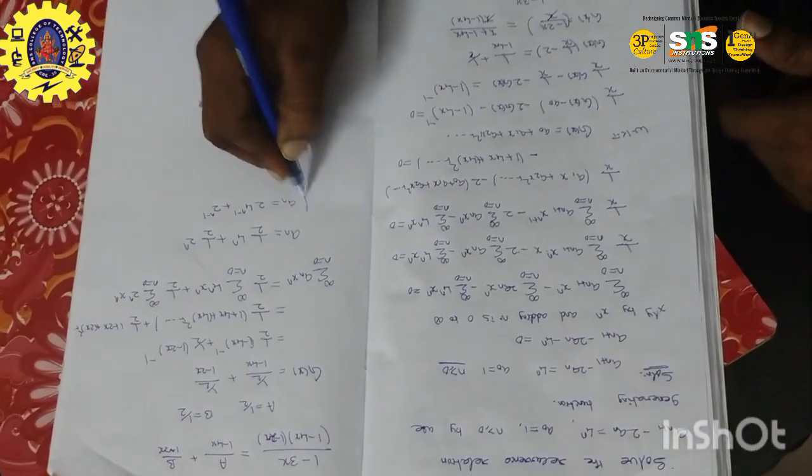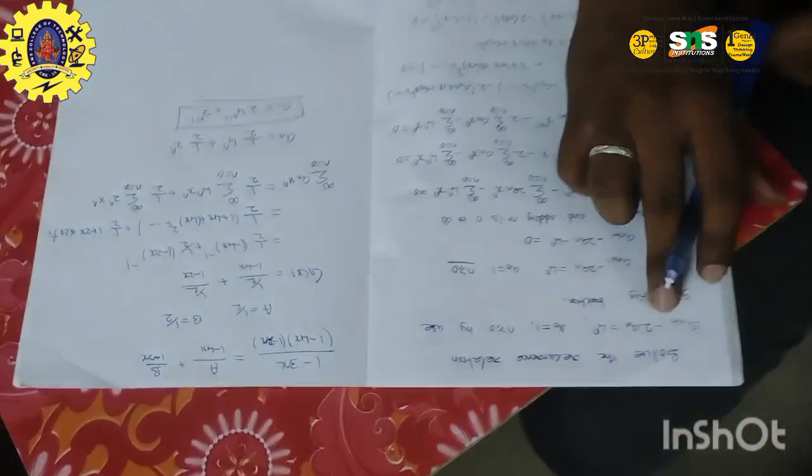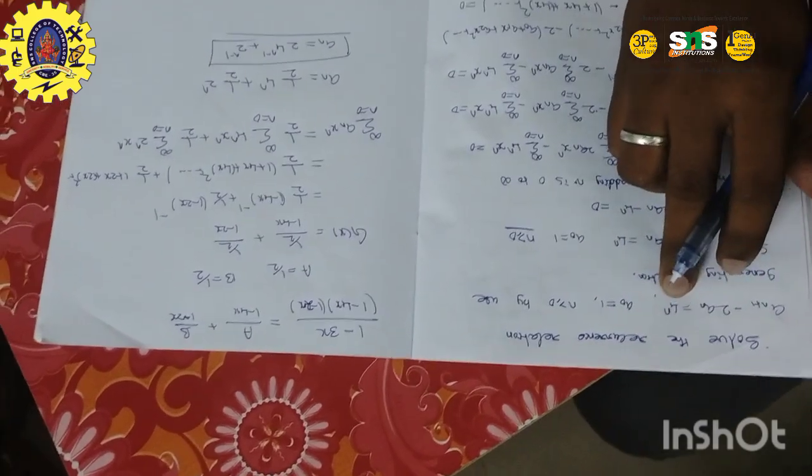So this is the required solution for the given equation a_{n+1} - 2a_{n-1} = 4^n.